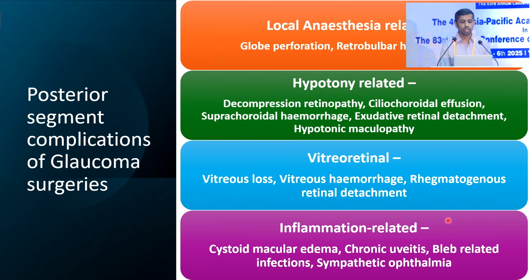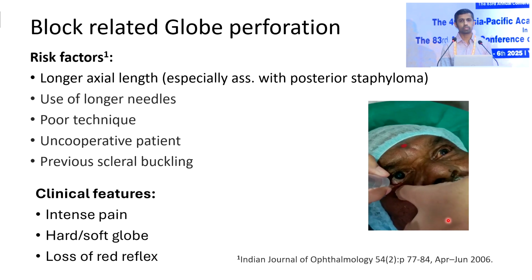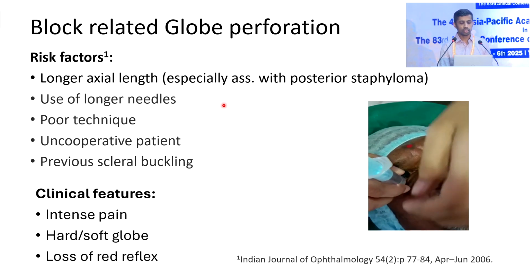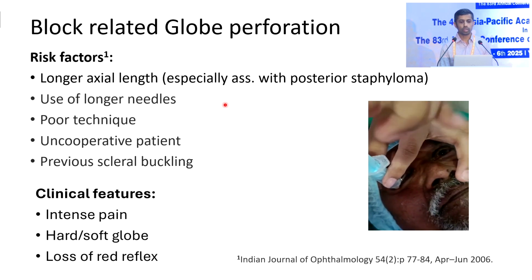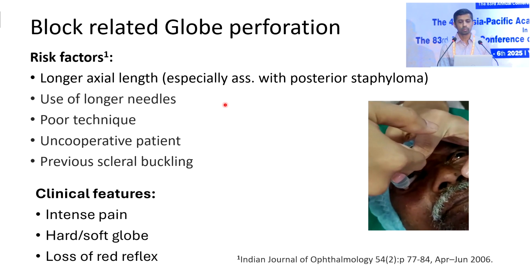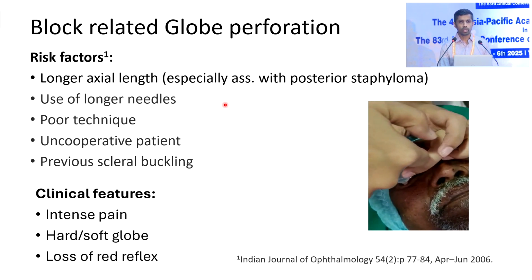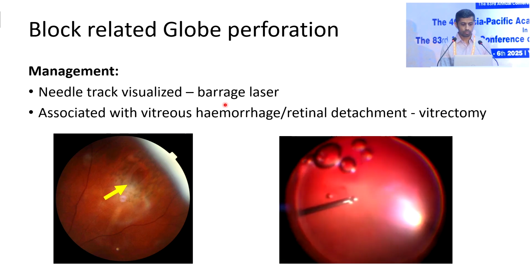These are the broad headings under which I'll be covering this topic. Coming on to local anesthesia related complications, first of all, block related perforation. Risk factors include longer axial length, especially when associated with posterior staphyloma, use of longer needles, poor technique, uncooperative patient, and history of previous scleral buckling surgery. Patient will have intense pain and the globe can be hard or soft. There will be loss of red reflex.